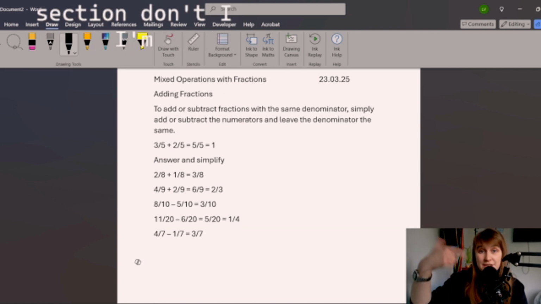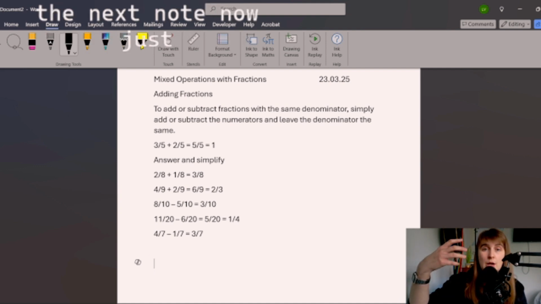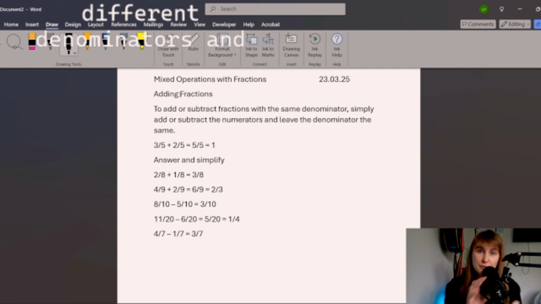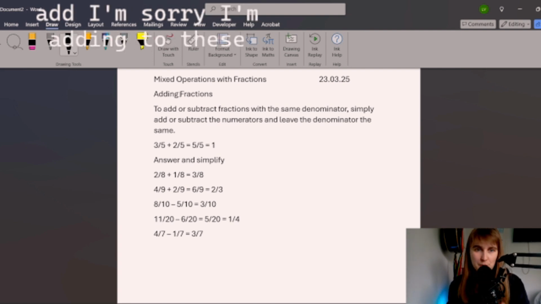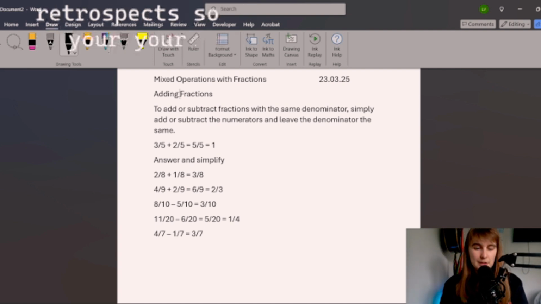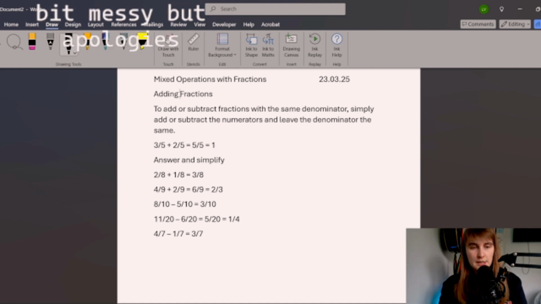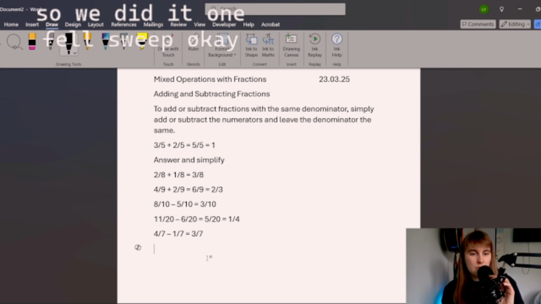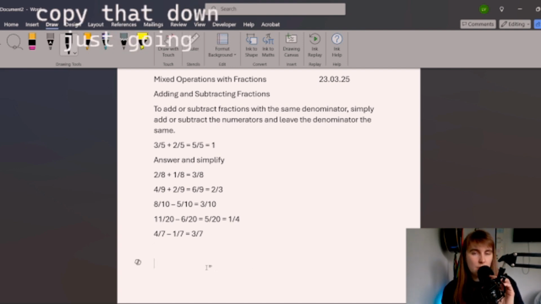I'm going to write the next note now, just explaining how we do it with different denominators. I'm sorry, I'm adding to these notes in retrospect, so your notes may be a little bit messy, but apologies for that. We're going to actually put that under adding and subtracting because we did it in one fell swoop. Okay, so as you copy that down, I'm just going to copy the next note down and then I'll explain it.